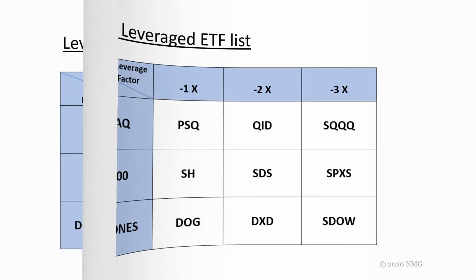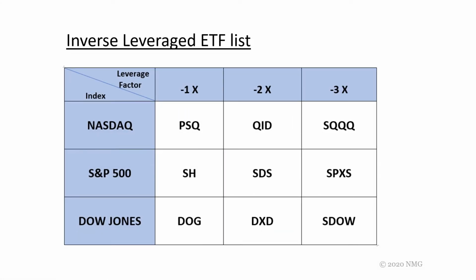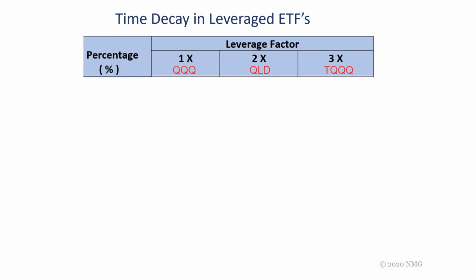There are also inverse leverage ETFs. An inverse leverage ETF amplifies the returns of an underlying index in the opposite direction. This chart shows inverse leverage ETFs for different indexes. So for example, if the market goes up by 1%, the 2x inverse leverage ETFs move down by 2%, or minus 2%. Similarly, 3x inverse leverage ETFs would move by minus 3%. Now consider, if the market goes down by 1%, these ETFs will go up by 2% for 2x ETFs and 3% for 3x ETFs. Let us look into the time decay that is involved in leverage ETFs.